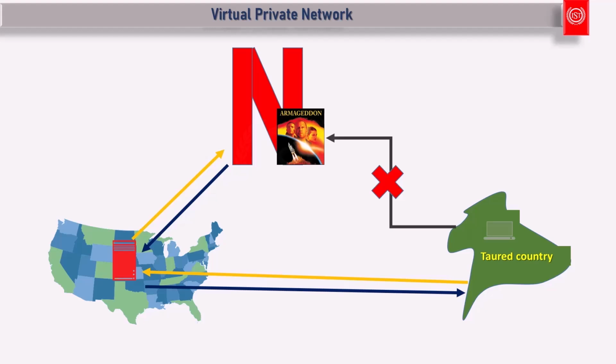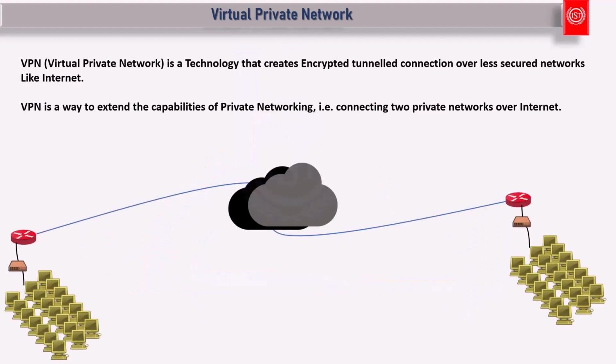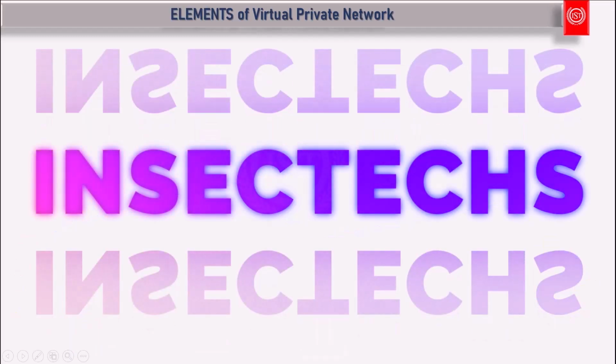VPN is a complicated technology. So what is that technology? As said, VPN stands for Virtual Private Network. It is a technology that creates an encrypted tunneled connection between two networks, or between an end user and a service, on less secured networks like the internet. So the data transmission goes through a less secured network like the internet, and still you can maintain privacy, security and anonymity. But by the way, what is an encrypted tunneled connection?